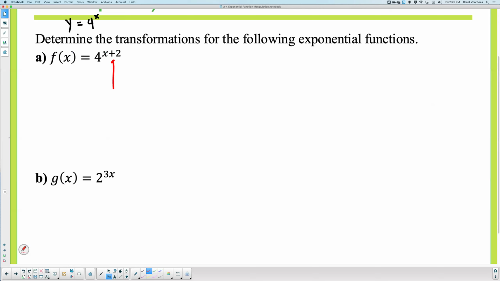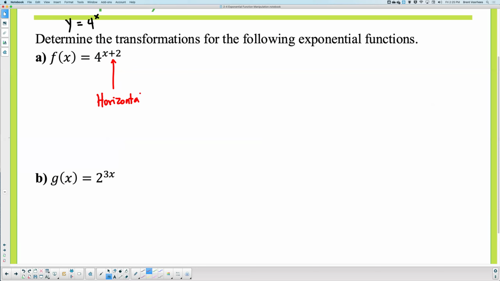So I'm going to have 3 questions for you today. The first thing I'm going to ask you is, the math that's changed, is it a horizontal or a vertical transformation? Meaning, am I affecting the inside x values or the outside y's? Here, this +2, what am I changing? The x values or the y values? The x. So is it vertical or horizontal? Horizontal. That's the first thing we're going to do with transformations.